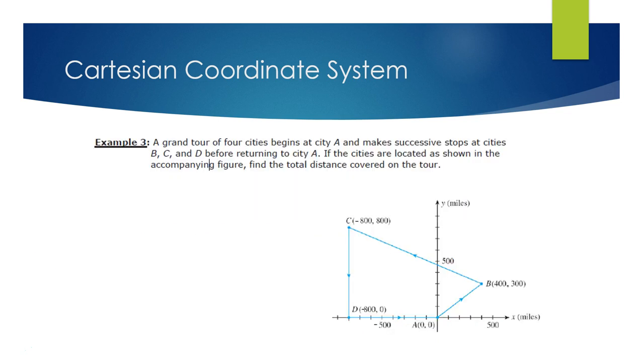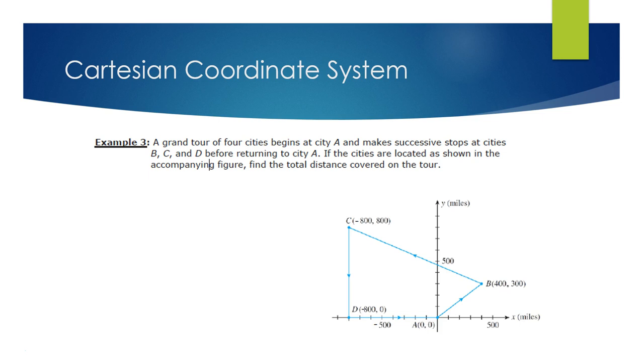A grand tour of 4 cities begins at City A and makes successive stops at cities B, C, and D before returning to City A. If the cities are located as shown in the accompanying figure, find the total distance covered by the tour.